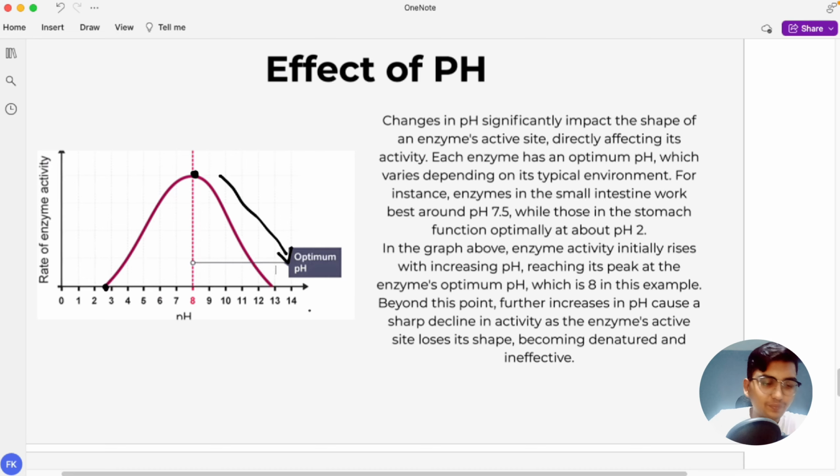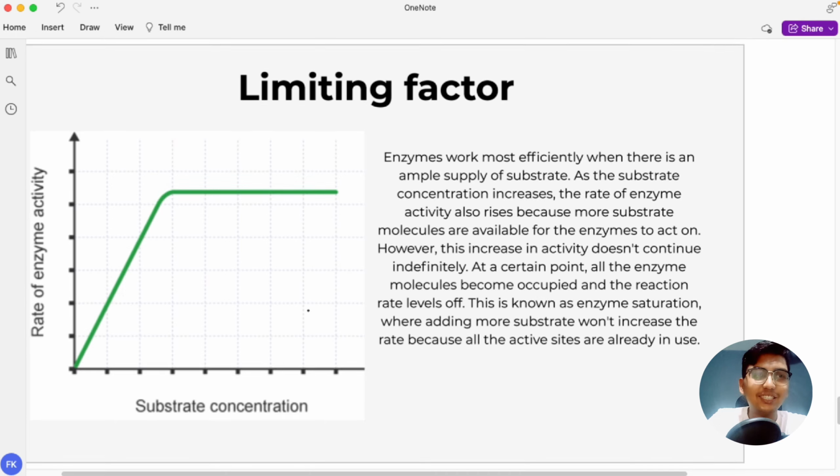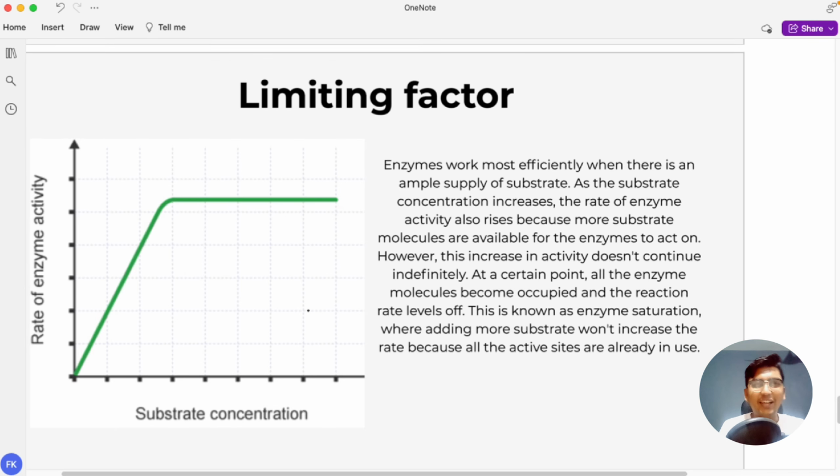Now let's move on to the last slide of our lecture, which is limiting factors. So what does this whole diagram mean? On the y-axis we have the rate of enzyme activity and on the x-axis we have substrate concentration. Enzymes work efficiently when there is an ample supply of substrate, which simply means enzyme activity increases if there are more substrates available. So more enzyme-substrate complexes could be formed. As the substrate concentration increases, right, the rate of enzymatic activity also increases.